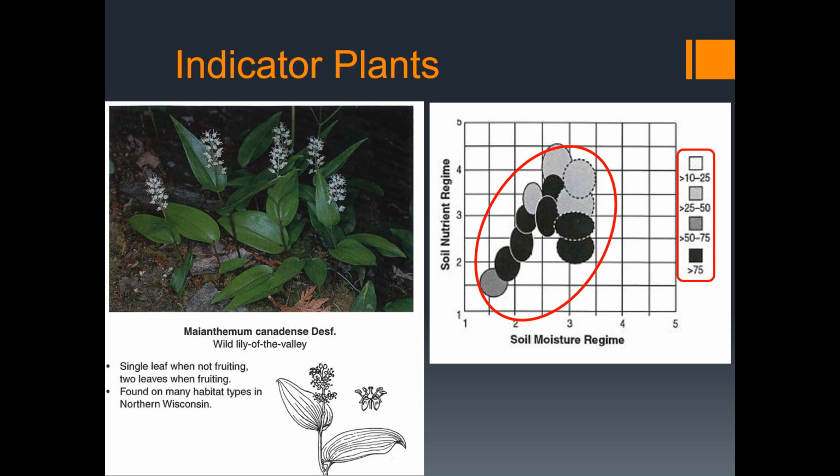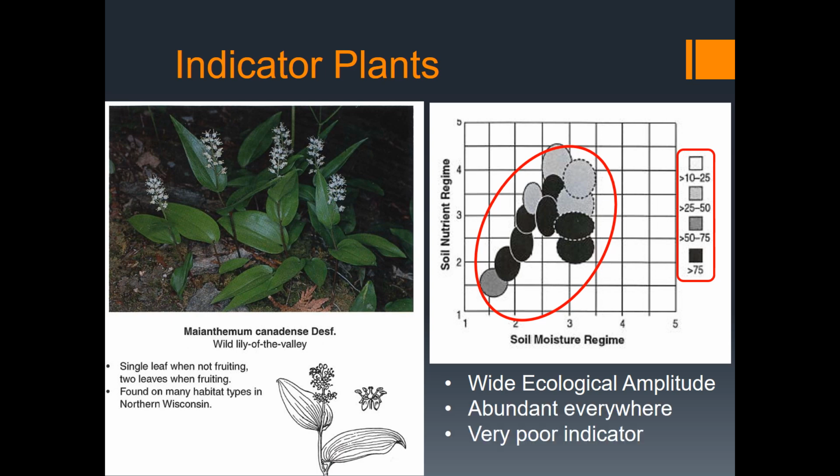So if you think about this in the context of an indicator plant, wild lily of the valley is not a very good indicator. When I learned this system, John Kotar, the man who developed the system, said that wild lily of the valley is a good indicator that you're standing in a forest. It doesn't tell you much because it grows everywhere. So we say that it has a wide ecological amplitude. It is abundant everywhere, and therefore a very poor indicator species. It doesn't tell us much about what's going on in the forest.